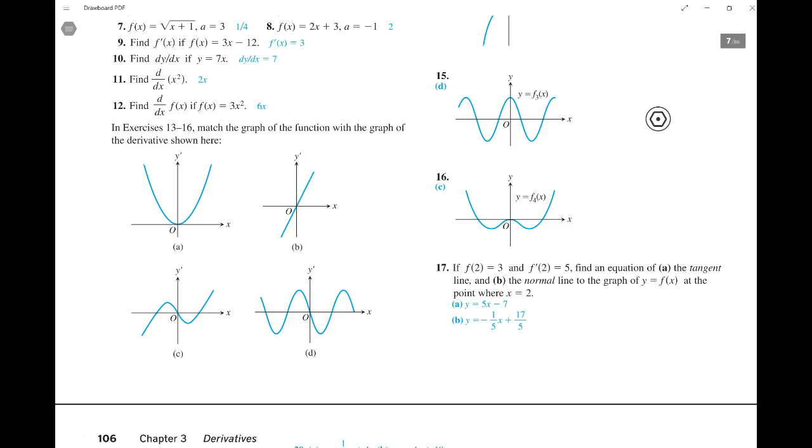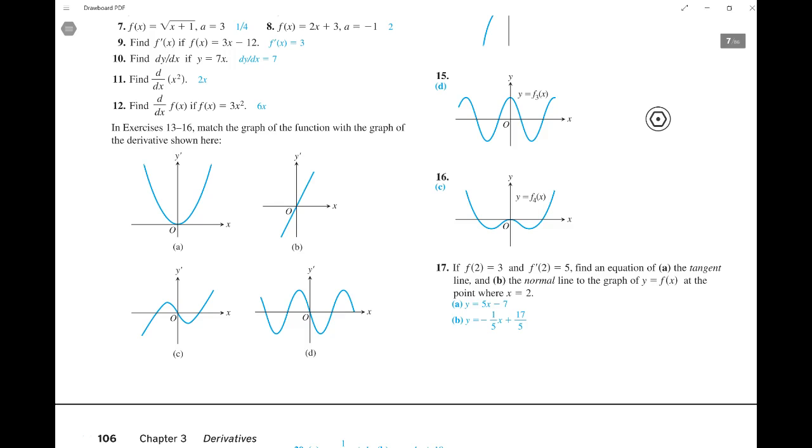So cosine is sine. What? The derivative of sine is cosine. The derivative of cosine is negative sine. We'll get to all that fun stuff. This makes much more sense after doing today's lesson.